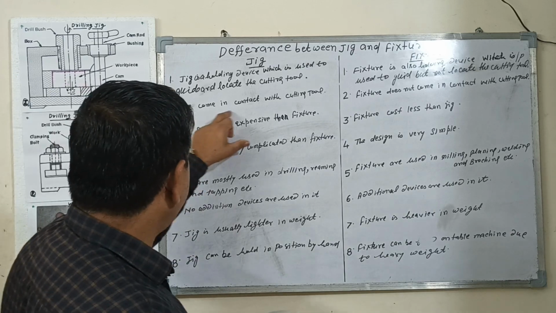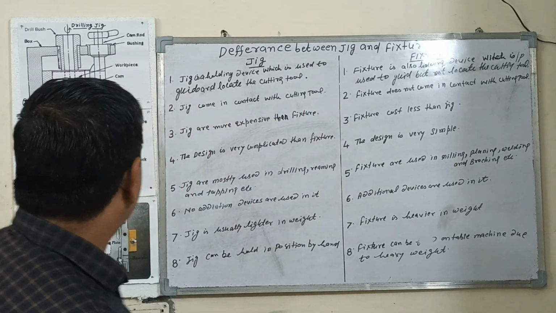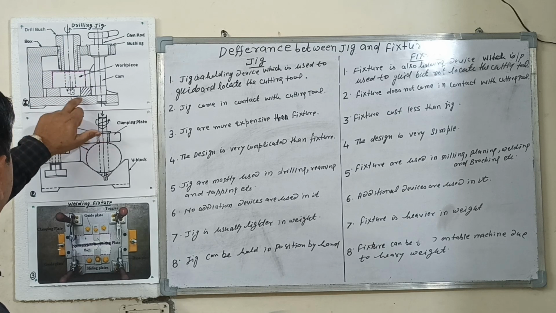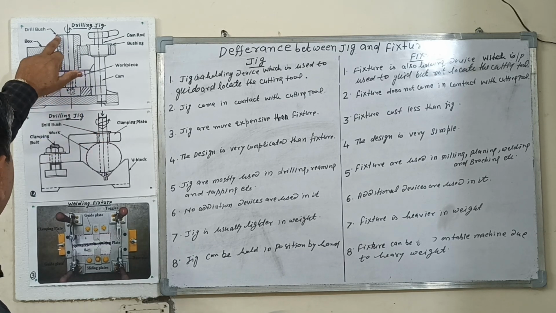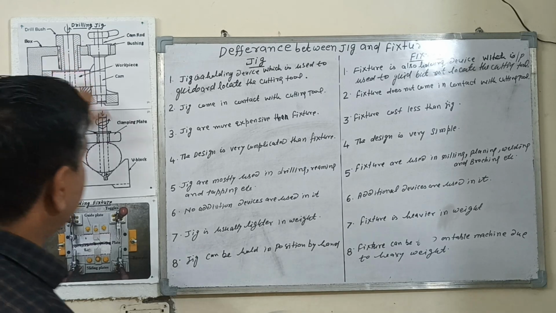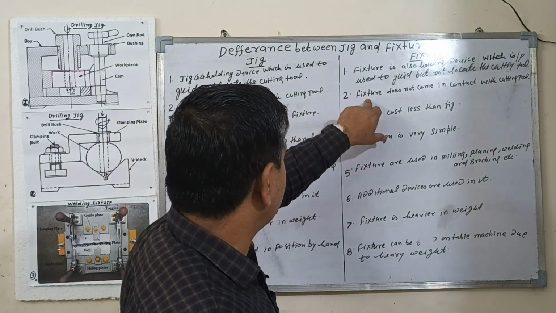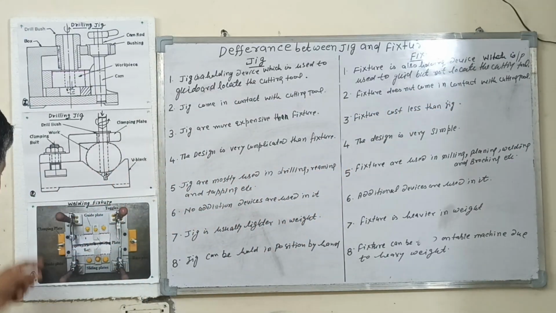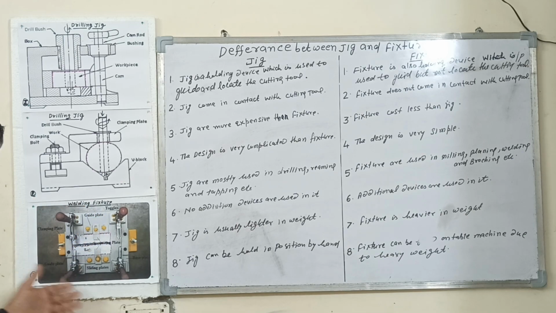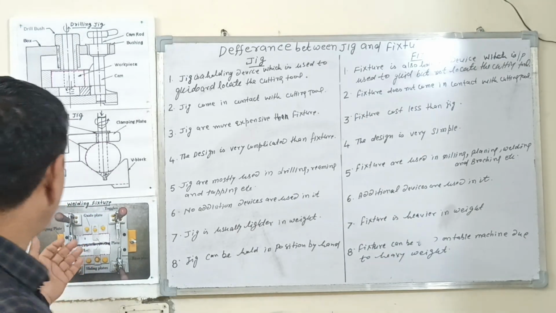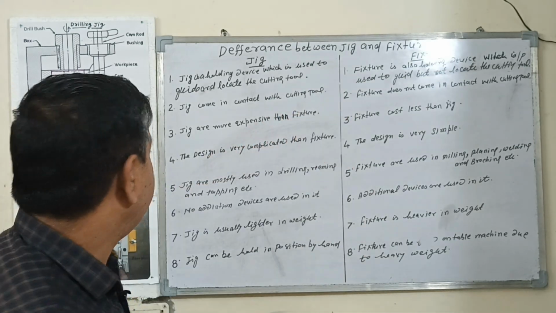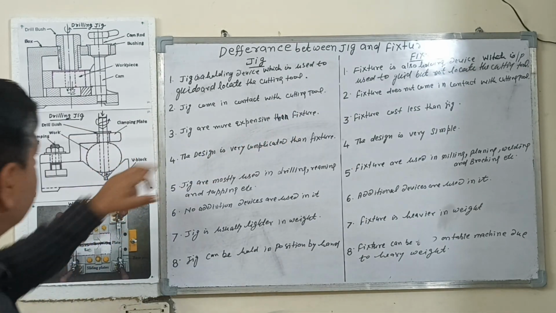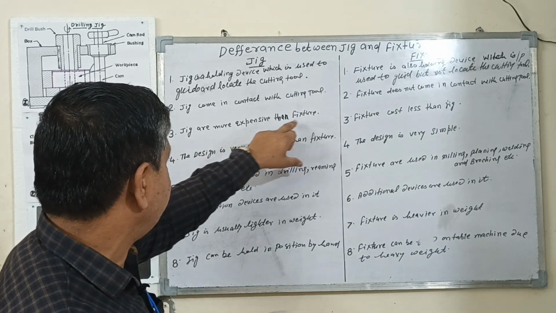Second, a jig comes in contact with the cutting tool. This is a jig base plate, a top plate, and the drilling bush is in contact with the drill. Second, in a fixture, the fixture does not come in contact with the cutting tool. So you can see the figure. This is a welding fixture. In this welding fixture, no cutting tool is used to locate the components. Third, jigs are more expensive than fixtures.